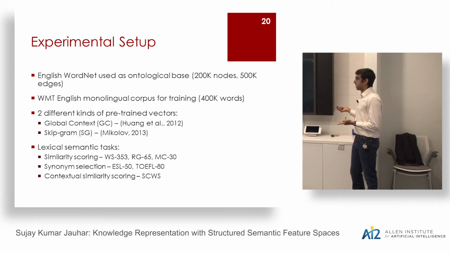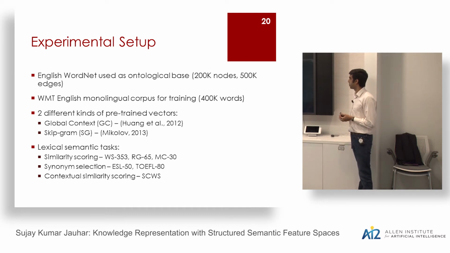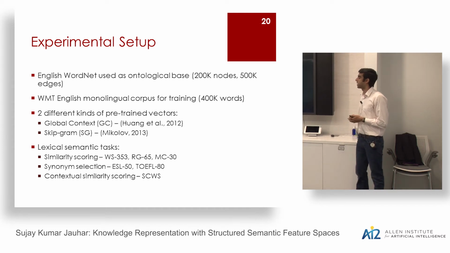Here's some experiments that we ran to evaluate both kinds of methods. We ran all our experiments with English WordNet, approximately 200,000 nodes, 500,000 edges if you take into account synonym, hypernym, and hyponym edges. As a training corpus, we had the WMT English monolingual corpus. We evaluated on two kinds of vectors, global context and skipgram, and three different kinds of tasks.